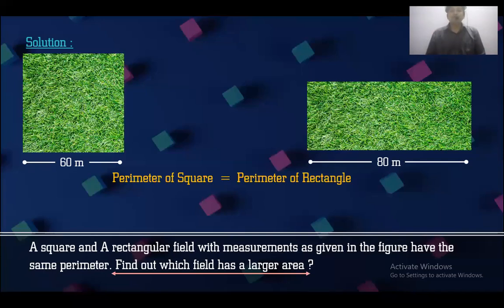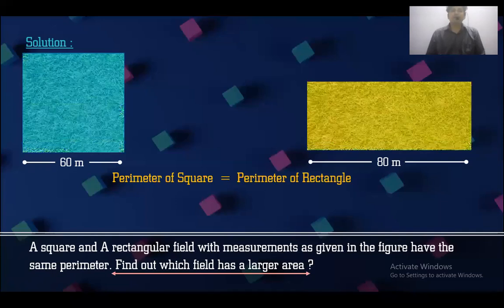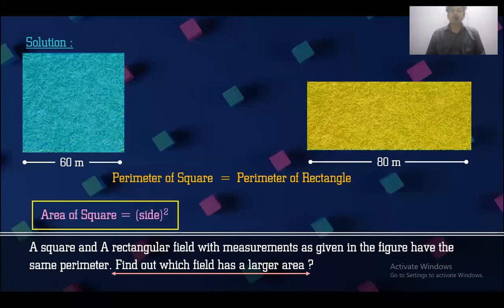So obviously we should know the formulas of their areas. We have studied just now the area of a square and the area of a rectangle. The area of a square is nothing but side square. For that, the data is already known that the side is 60 meter. So the perimeter of the square can also be calculated by using 4 into side, and the area of the square can also be calculated by using side square. But now the question is, can I find the area of the rectangle?